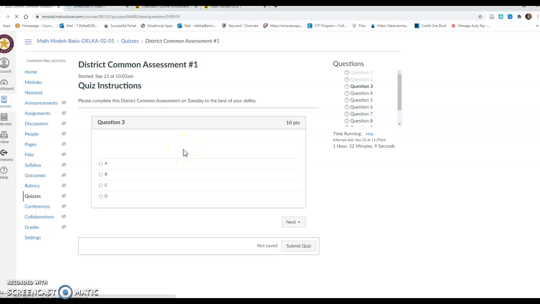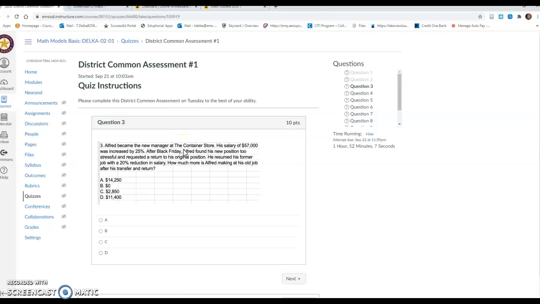Okay, so number 3, and you have to give it time to load all the pictures because these are pictures. All right. Alfred became the new manager at the Container Store. His salary is $57,000. That's actually a pretty decent salary, and it increased by 25%. So I know that I'm going to multiply that by 0.25, not the number 25, but the decimal 0.25.